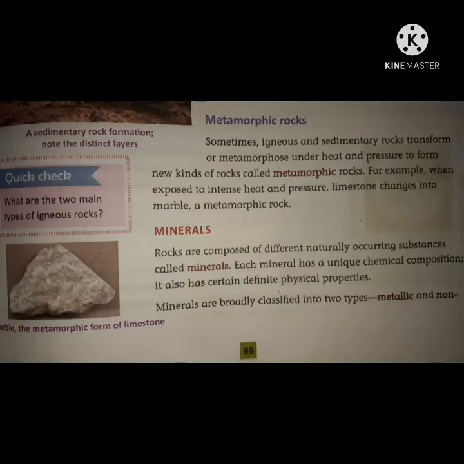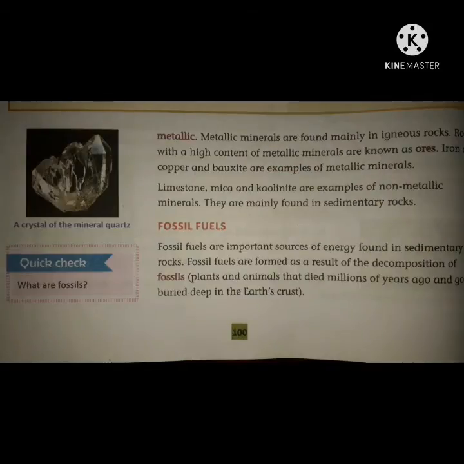Now let us study minerals. The rocks which are composed of different naturally occurring substances are known as minerals. They have a unique chemical composition and different physical properties. They are classified into two: metallic and non-metallic minerals. Metallic minerals are mainly found in igneous rocks and have a high metal content. They are known as ores. Copper and bauxite are examples of metallic minerals.